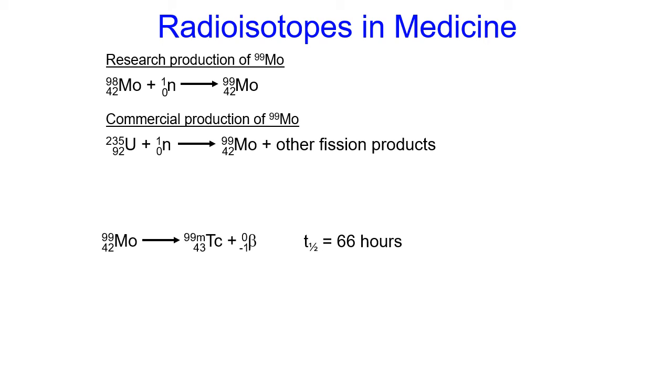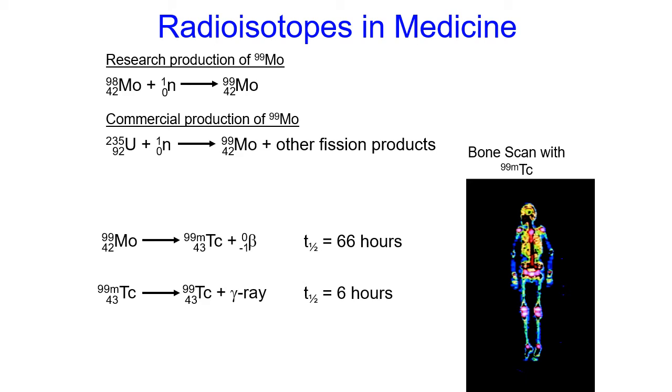Decay of molybdenum gives you technetium with half-life of 66 hours. Technetium itself decays much faster with half-life of 6 hours. So this is quite an unstable system, but because of that, it's relatively safe. After several days, nothing of your radioactive substance will be left. So you can do a scan of human body or human bones or so on with radioactive isotopes, sometimes revealing details that are impossible to get by other means.